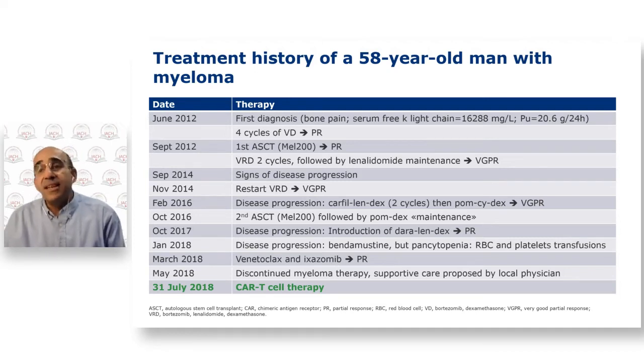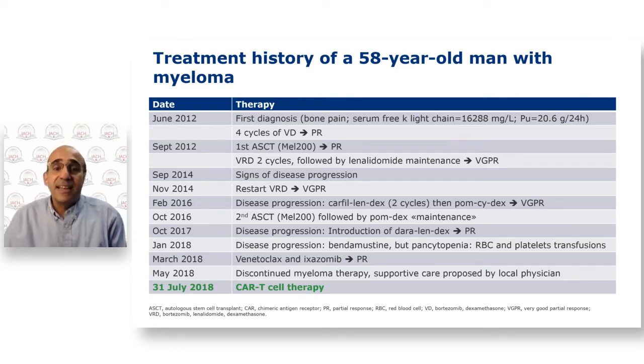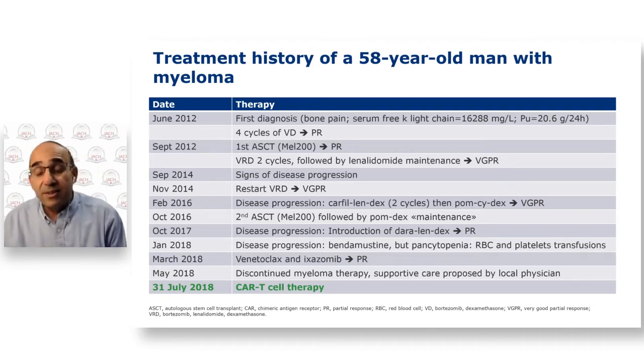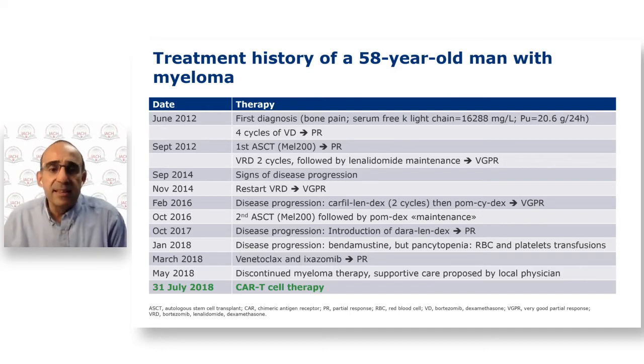And at this time, given the limited options in 2016, and he had a second graft, he went into a second auto, followed by PomDex maintenance, because he looked to be very sensitive to IMiDs. Things remained okay for 1 year. October 2017, another progression. By this time, he could have access to Dara-Lendex, but only PR. But given all of the different treatments he accumulated, especially the double auto, and that he also received bendamustine and prednisone at the institution where he was followed, he developed some pancytopenia and needed transfusions. Still, he managed to make it for another 3 months.